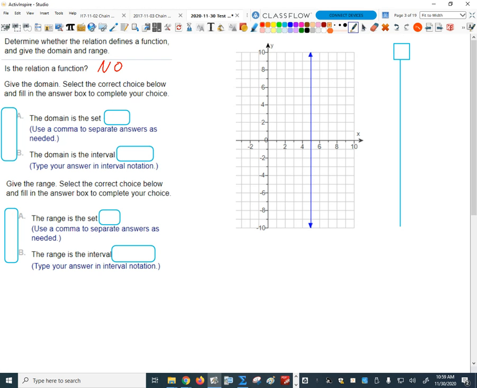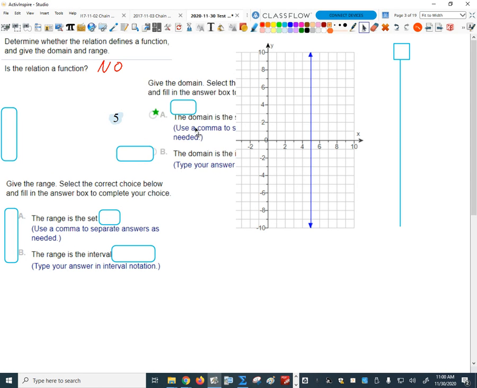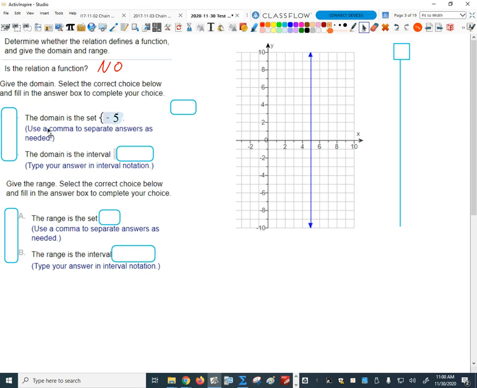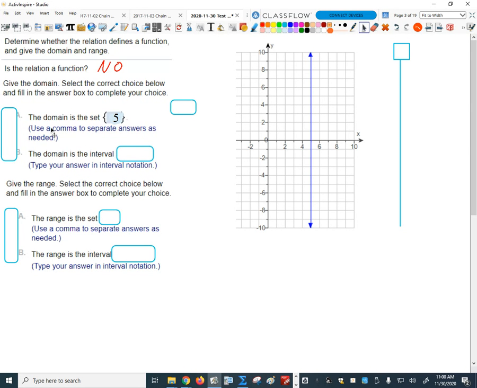What's the domain of this one? What's the domain of this? What are all the x values that are graphed in that blue line? X equals 5. That's it. There's only one, isn't there? So it's not an interval this time. It's just a set of one value. It's just 5. So that's how we would write our, oh, come on now. There we go.